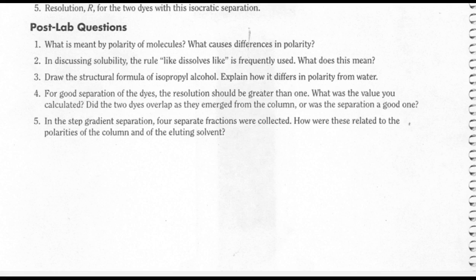For 5, in the step gradient separation, this is the second part of the lab, the 4 separate fractions were collected. How do these relate to the polarity of the column and of the eluting solvent? As you were going through and adding the different combinations, you went from a very polar to a very nonpolar eluting solvent. So what were the characteristics of those components that were found in those separate fractions? How did they match up with the type of solvent that you were using? And for the ones that weren't coming out, why were they more willing to stay with the column? I hope that helps. If you need anything else, please don't hesitate to ask.